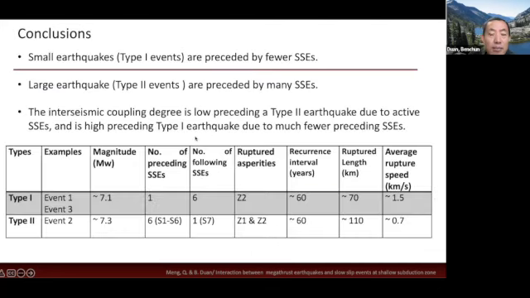Our conclusion here is probably a very simple one: relatively different earthquake types may be preceded by different types of SSE activity. In our model, large earthquakes are preceded by many SSEs, and small earthquakes are preceded by relatively few SSEs.